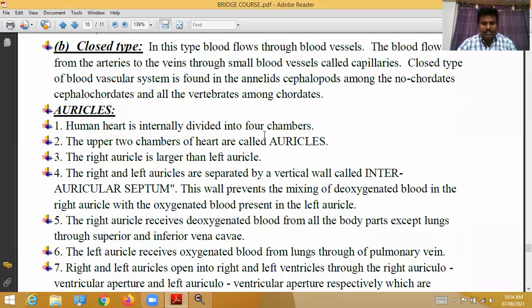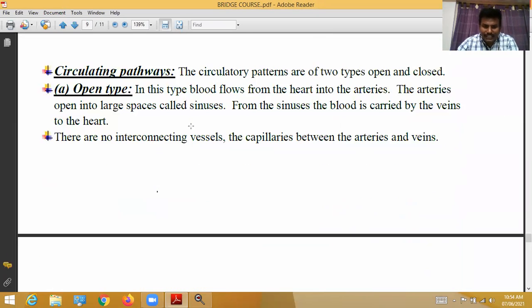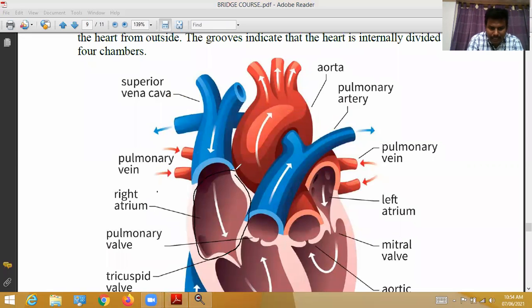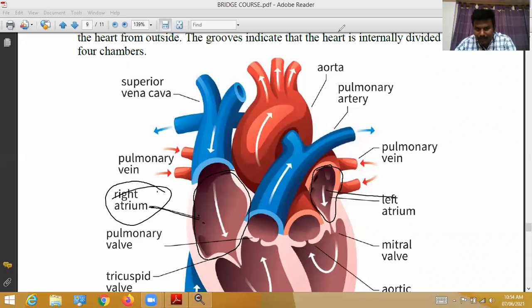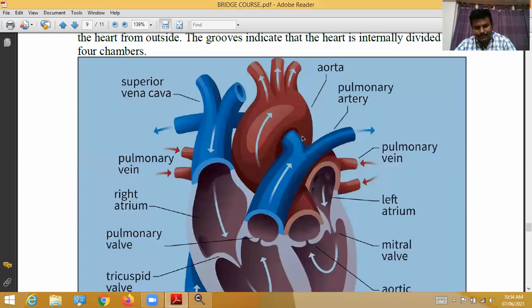Here this is the closed and open type of circulatory system. In the picture you have seen, this is the auricle. This small partition is called the left auricle. This large partition is called the right auricle. The same here again, it is a transverse section, and this diagram is a longitudinal section of the heart. Another form of diagram we will see.